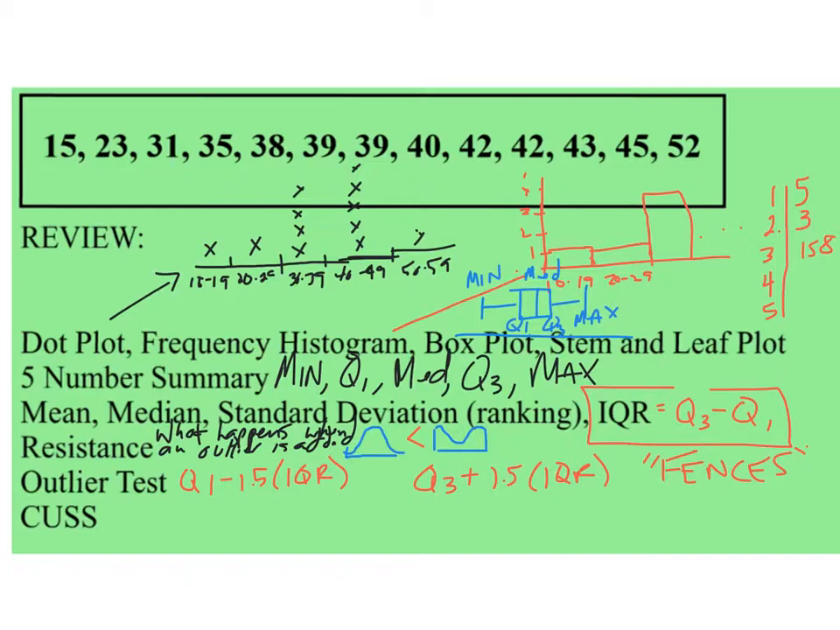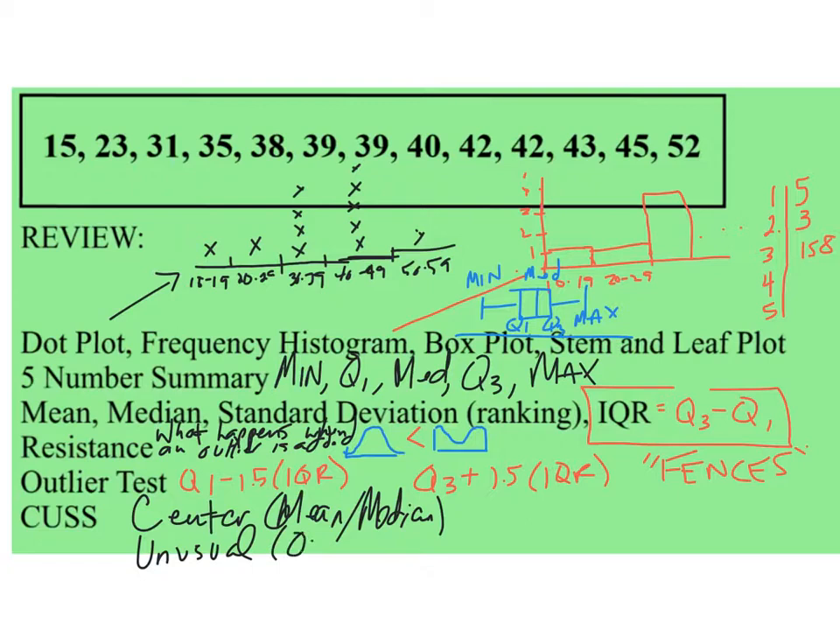We've already talked about the outlier test, so the last thing I want to talk about is CUS. CUS stands for center, which really is a measure, usually we say of the mean, but you could also talk about the median when you talk about center. Okay. U, this is unusual pieces of your graph. Usually this means outliers. Okay, we look for things that don't fit the trend. They're different.